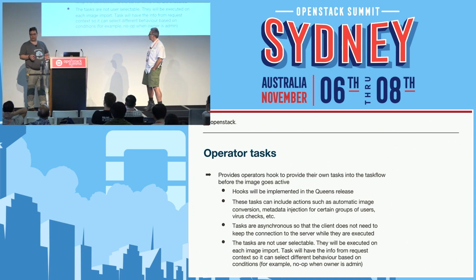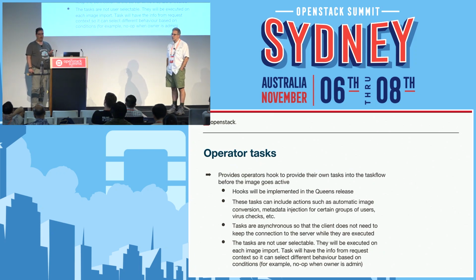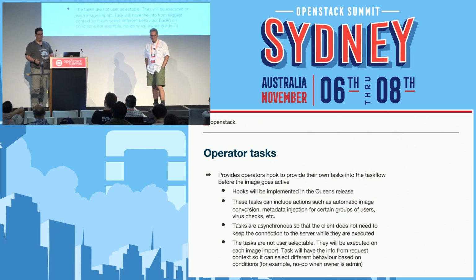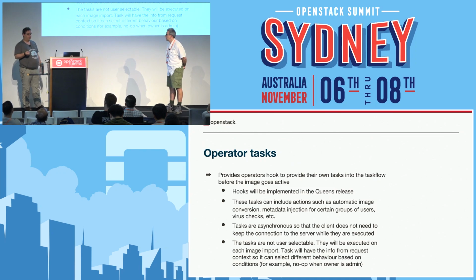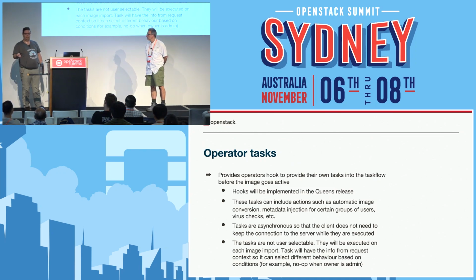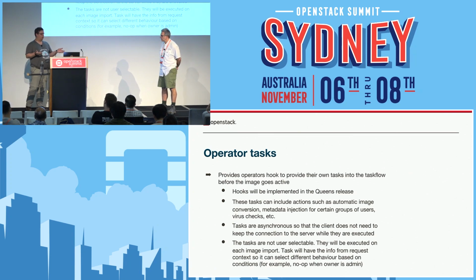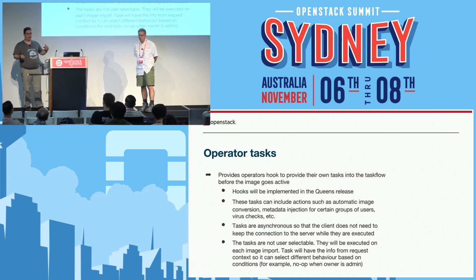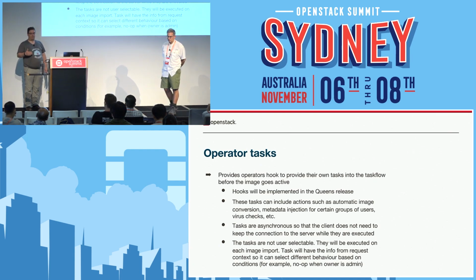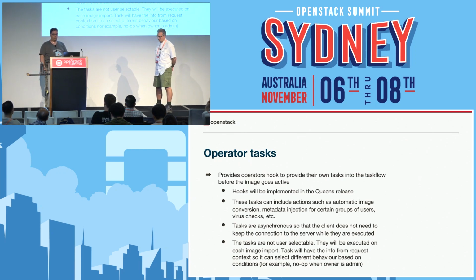So, the import call itself and the asynchronous behavior of it. One thing we haven't implemented yet, and it's under works now, is to provide hooks into our task flow for operators to define their own tasks, what they want those images to go through. Something like virus checks or perhaps automatic image conversion, so you could allow users to upload their images in whatever image format you can deal with. But if you use, for example, Ceph on the backend that would prefer everything being raw, now we can do that before we activate the image, seamlessly, making users' lives easier depending on how the operator decides to configure that.